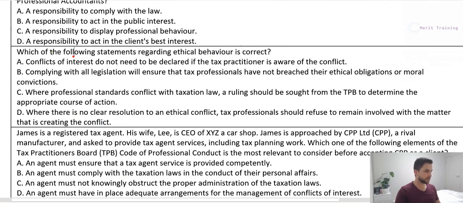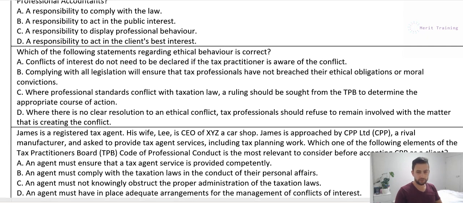Alright, so let's move on to the next question. Which of the following statements regarding ethical behavior is correct? A, conflicts of interest do not need to be declared if the tax practitioner is aware of the conflict. B, complying with all legislation will ensure that tax professionals have not breached their ethical obligations or moral convictions. C, where professional standards conflict with taxation law, a ruling should be sought from the TPB to determine the appropriate course of action. D, when there is no clear resolution to an ethical conflict, tax professionals should refuse to remain involved with the matter that is creating the conflict.